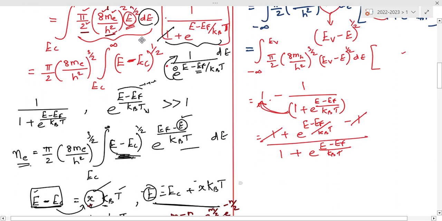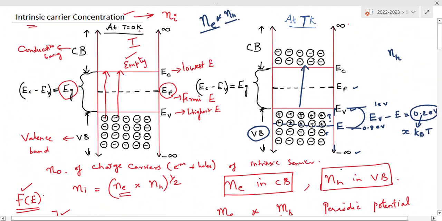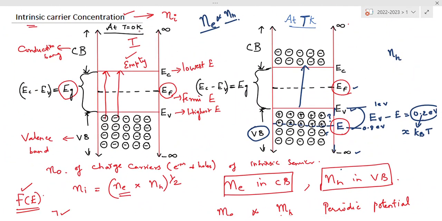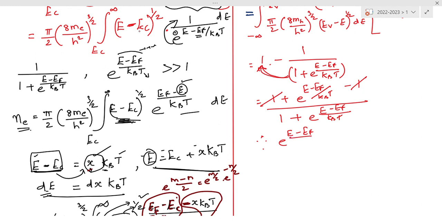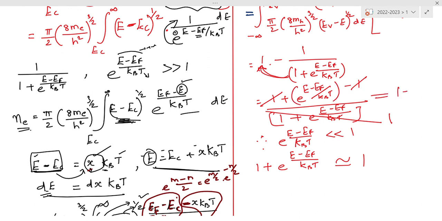Now look at the diagram for E minus EF. E is at the lower level, EF is at the higher level. So EF minus E is positive, but E minus EF is negative. Since e power (E minus EF) by kBT is very much lesser than 1, in the denominator 1 plus e power (E minus EF) by kBT is approximately equal to 1. Therefore, this becomes 1. So we have only this as 1 minus f of E.